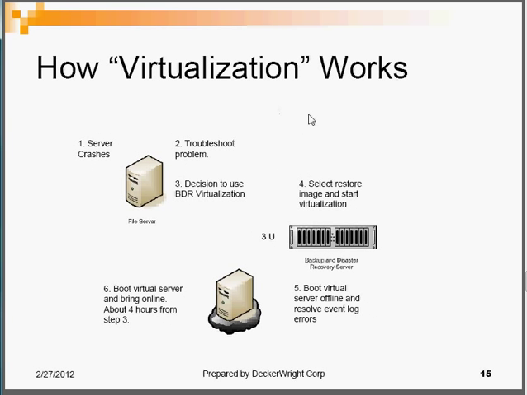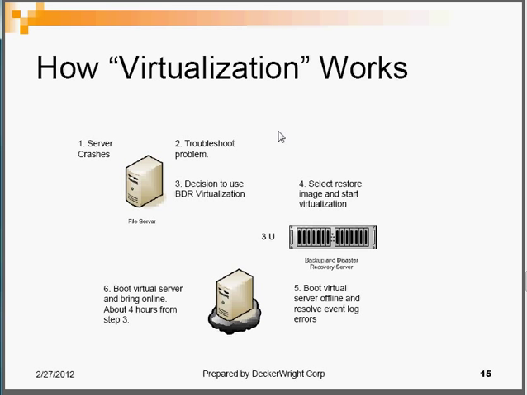How virtualization works: first the server crashes, we arrive, troubleshoot the problem, and make a decision to use the BDR virtualization. We select the restore point and start the virtualization process. We boot the virtualized server, bring it up offline, and resolve any event log errors. There are errors that are generated when we go from a physical to virtual machine.